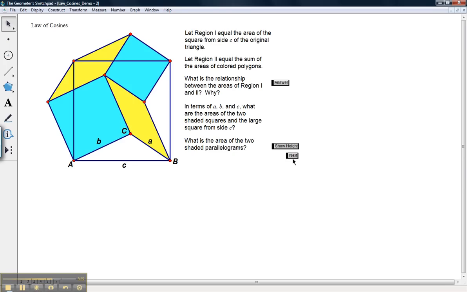Okay, so here's the question. We're going to let this whole large square, its area, we're going to call that region 1. All the colored bits, the two squares and the two parallelograms, add up that area, that's going to be region 2. The question is, what's the relationship between those two? The area of the big square, area of the colored bits. Answer, they're both the same.